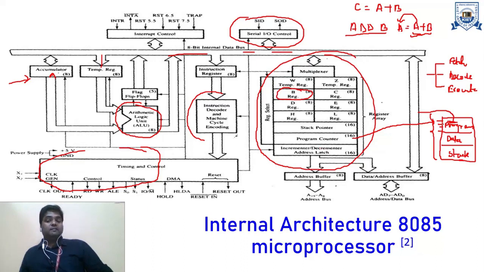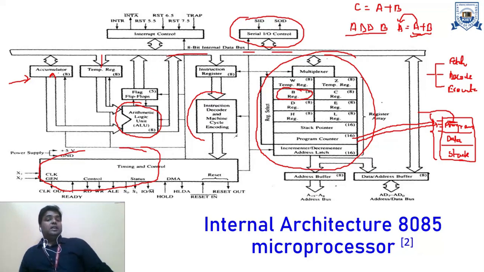So after fetching this instruction, the program counter is pointing to the next instruction. Now the same procedure will be followed for this instruction also, and after completing it, the next instruction will be fetched, and so on. In this way, instructions will be executed with the help of the 8085 microprocessor. Here we just understood the meaning of the arithmetic and logic unit, the instruction decoder and machine cycle encoding, the register array, and the timing and control unit.